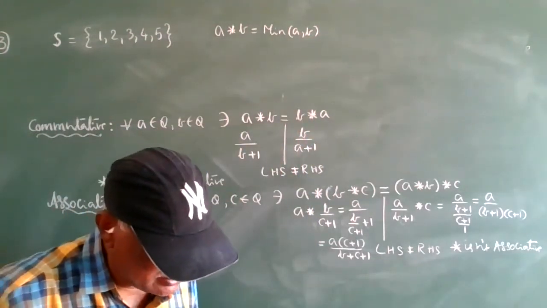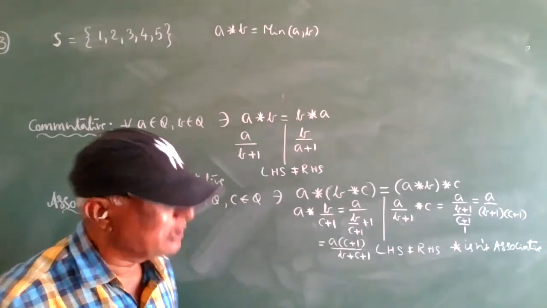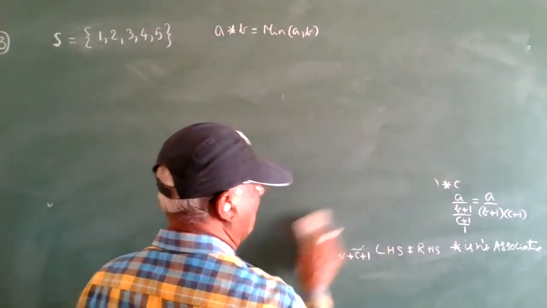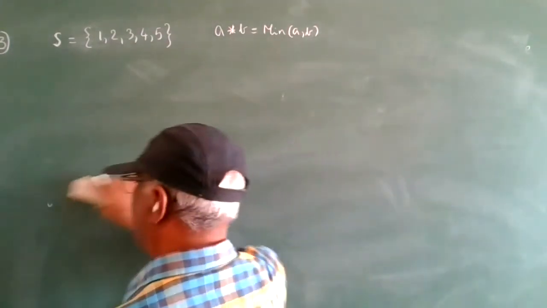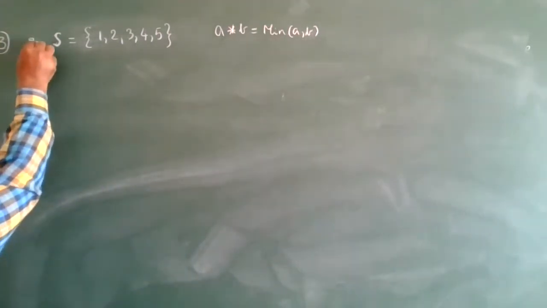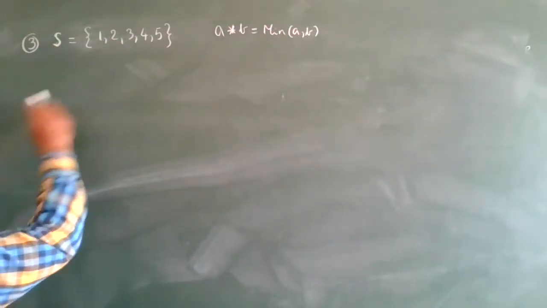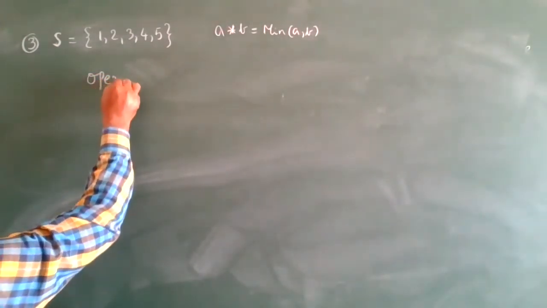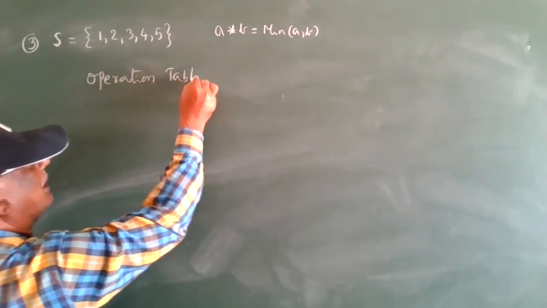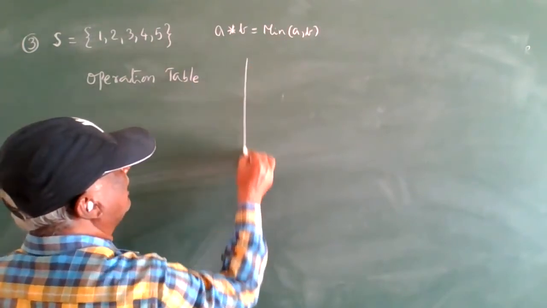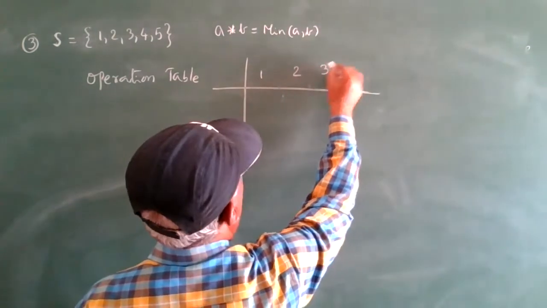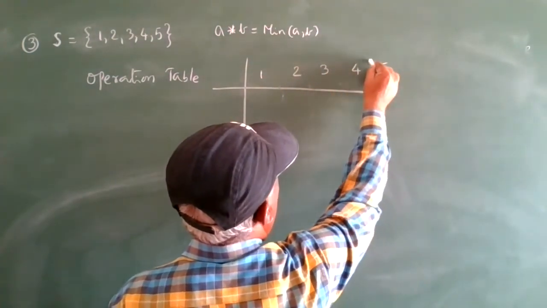Next, what do we write? Operation table. So only the operation table is required. Everyone see, the operation table is required. So this is the third problem. What is the operation table? So first, write down the numbers 1, 2, 3, 4, 5.